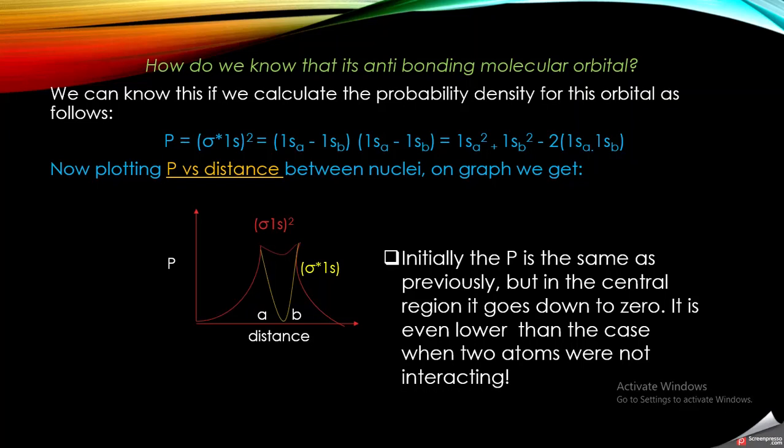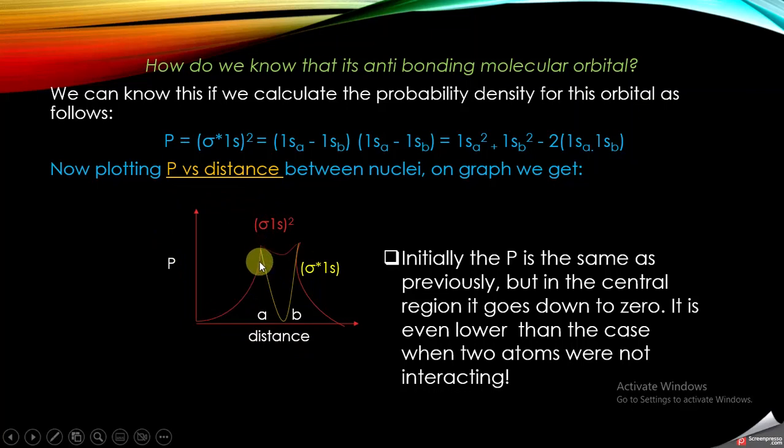Again, you know that it is the formula of (a minus b) whole squared. If we expand this formula, you get 1sA squared plus 1sB squared minus 2ab. So this is similar to the previous term, but we have a minus 2ab term here. This minus 2ab term is contributing to there being no probability density between the nuclei. And if we represent it by a graph of probability density versus distance, you will get something like this.